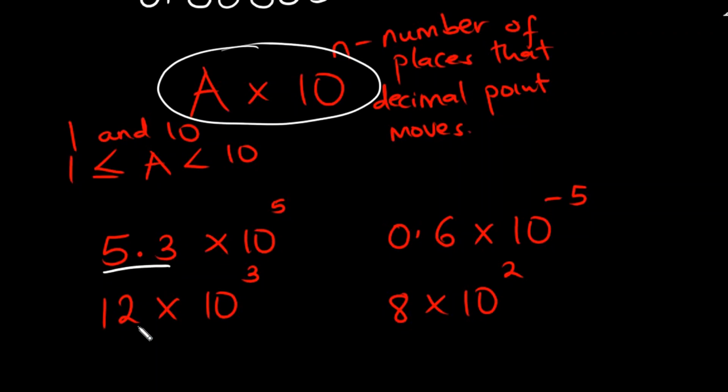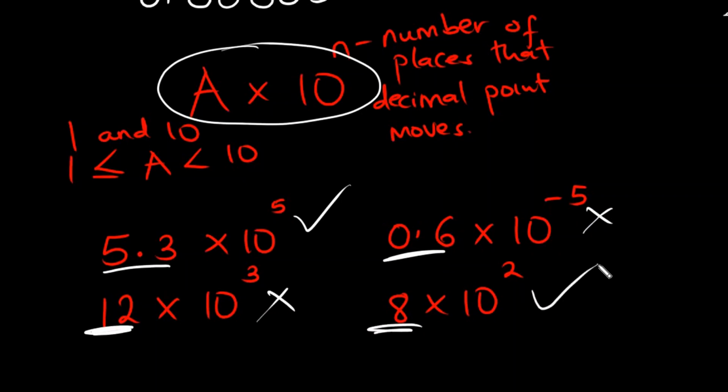Now when you look at the second one, this number is 12. So 12 does not lie between 1 and 10. So that means that that number is not written in standard form. Then let's go to the other one, 0.6. 0.6 does not lie between 1 and 10. So that means that this number is not in standard form. What about this one? This number is in standard form because 8 lies between 1 and 10.